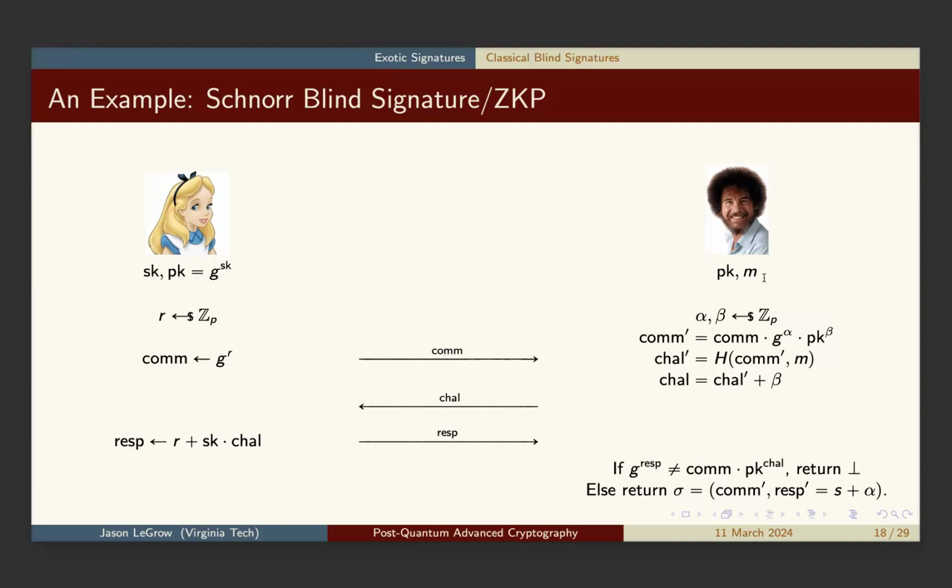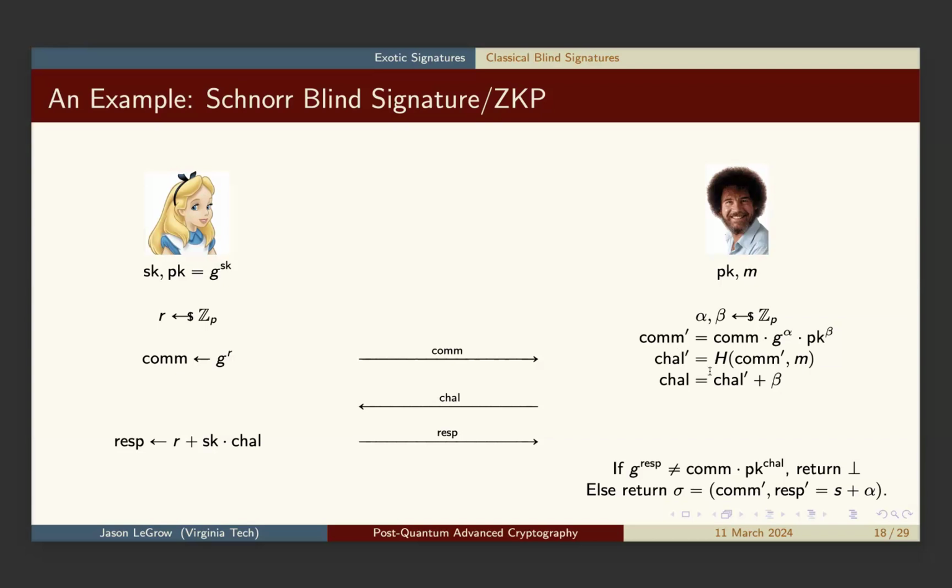So Bob has this message he wants signed. And what he's going to do is choose these alpha and beta, which I'm going to call the blinding parameters. He's going to take this transcript, commitment, challenge, and response, this is what we call a transcript, and he's going to blind every part of it. He's going to mask them by adding or multiplying in the group. So for instance, he's going to construct the blind commitment by multiplying by g to the alpha times public key to the beta.